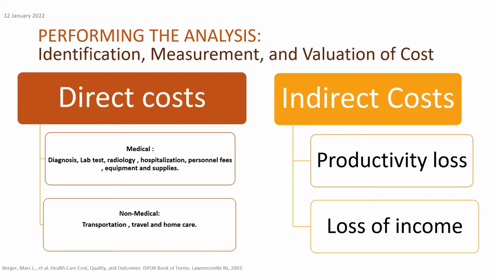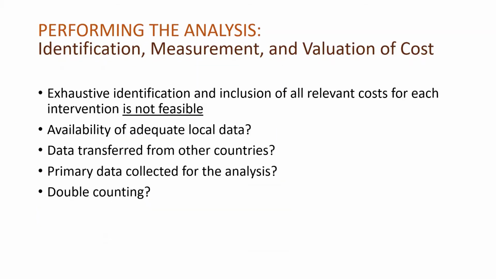There are also indirect costs, including the costs attributable to productivity loss due to the patient's absenteeism from work, or even presenteeism, which is the lower productivity at work when the patient is actually attending or going to work, but not functioning as he does when he's not sick. There is also the cost of loss of income or unemployment due to the disease. Next, please.